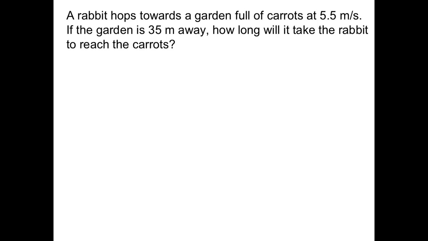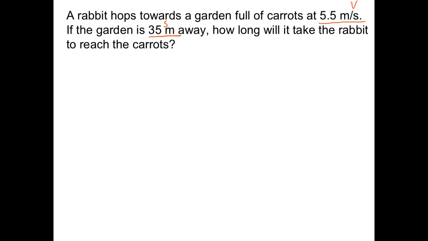A habit that you might want to get into, especially whenever you're just starting out in physics, is to underline all the values that you're going to have to use. So 5.5 meters per second, that's going to end up being a velocity. Check out the units, meters per second, how fast the rabbit is going. And here's your displacement, what we're using S for, 35 meters, how far away it is.